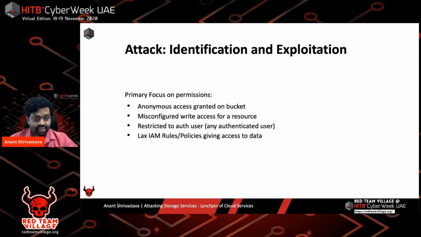Now, let's say you enumerated different resources. Now you need to identify weaknesses and exploit them. Remember the responsibility matrix that I showed you? The two things that the tenant always has to take care of are data and access permissions. And that's exactly the area that we should be focusing on.